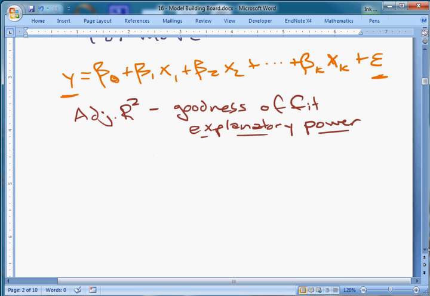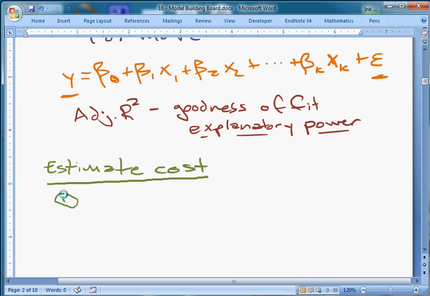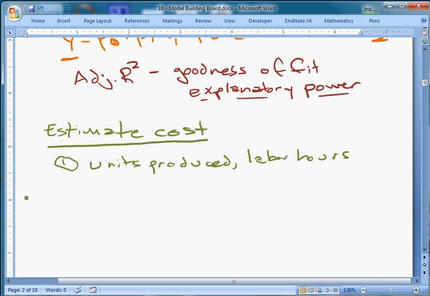So what we're going to do is look at two models here. Let's say we have two models, and what we're trying to do is estimate costs at a manufacturing plant. So we're doing cost estimation. Very common scenario. We're trying to estimate cost, and we have two models. One is simple. This one contains units produced and labor hours provided. Let's say that the other one is more complicated. It contains these two things, x1 and x2, which are going to be units produced and labor hours.